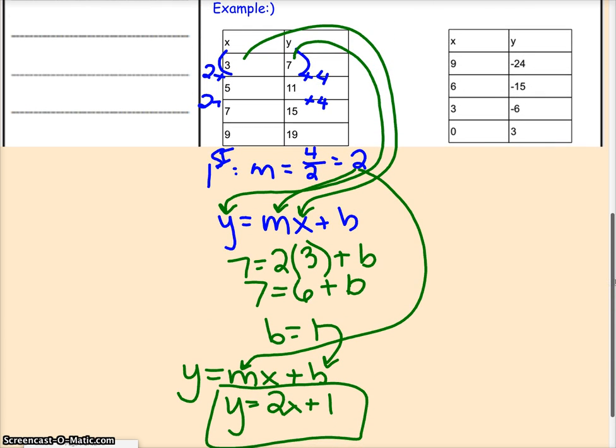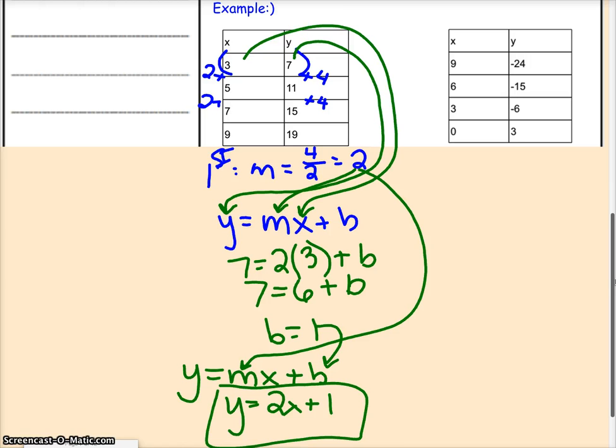Check it. So y should equal 2 times x plus 1. 2 times 3 is 6, plus 1 is 7. Works. 2 times 5 is 10, plus 1 is 11. It works. 2 times 7 is 14, plus 1 is 15. Works. 2 times 9 is 18, plus 1 is 19. It works. Now, you don't have to follow this strategy. Some of you can guess and check. Trust me, guess and check is not fun. This will never steer you wrong.